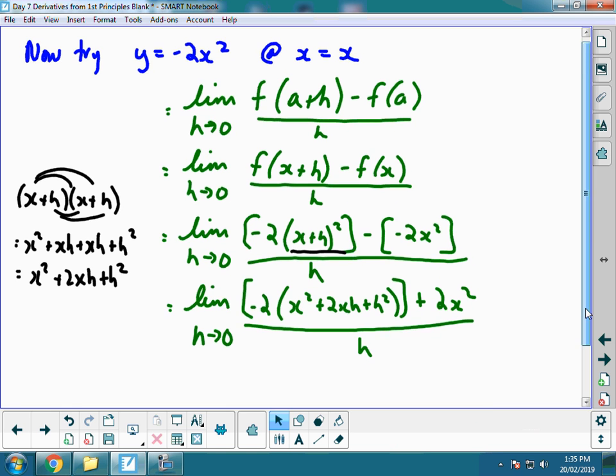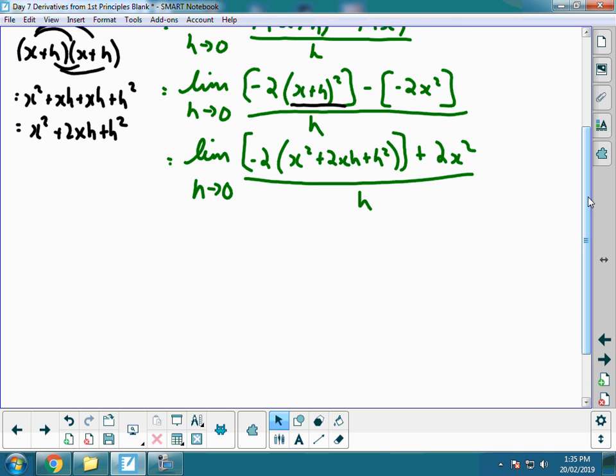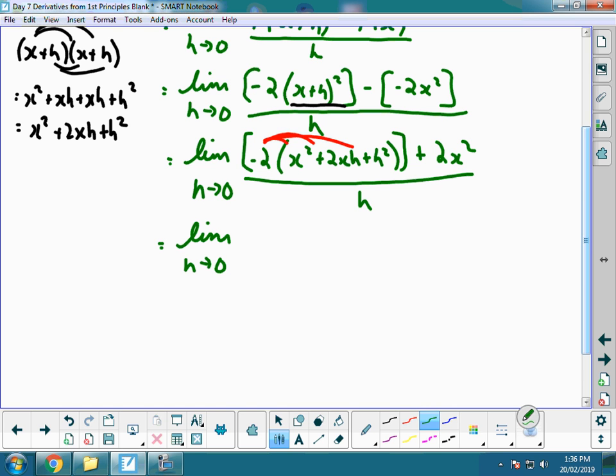So again, if I'm going too fast, don't be afraid to ask the supply teacher to pause. But I've just rainbowed x plus h squared, and now I'm going to do the rainbow I did before, but now I'm going to rainbow in the -2. -2x squared minus 4xh minus 2h squared plus 2x all over h.